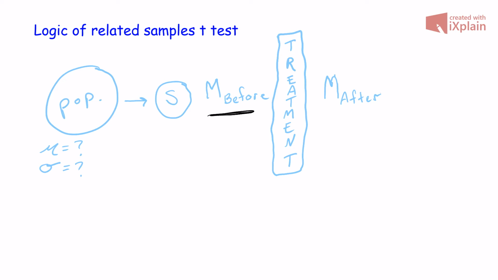Now, if the treatment does not work at all, what should be the case for the mean before and the mean after? If the treatment doesn't work at all, those two means should be the same. Another way of saying that is that the mean difference would be 0.